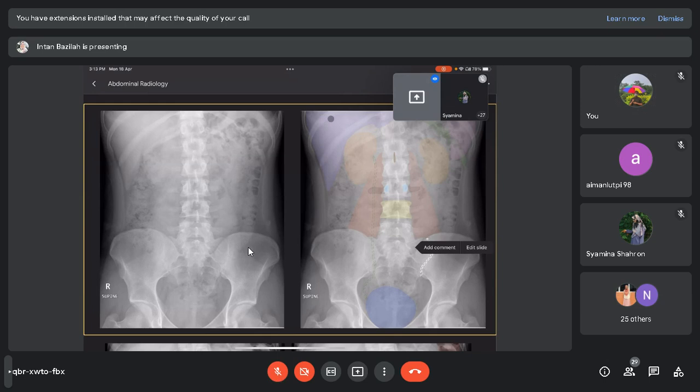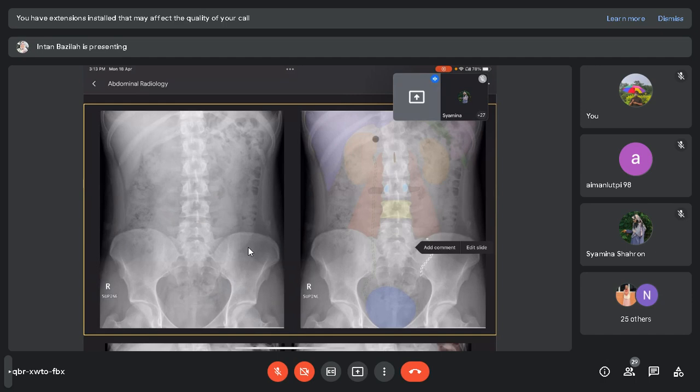So this is the liver shadow. As you see, it does not really extend beyond the 12th rib, but you see the shadow elongated until the right iliac fossa. So actually it indicates hepatomegaly.